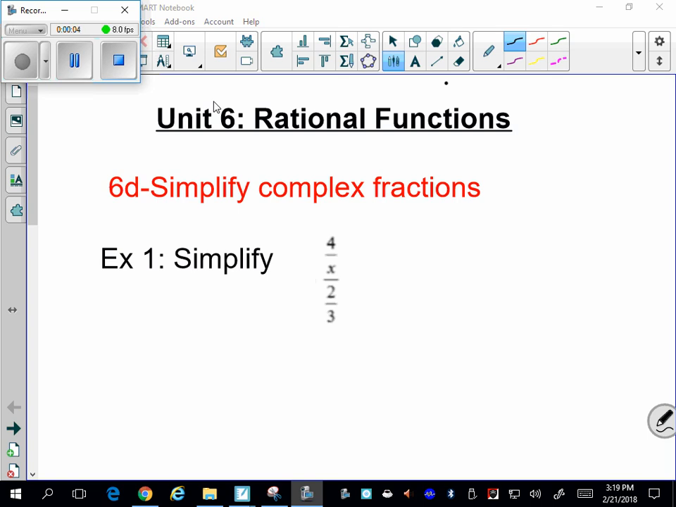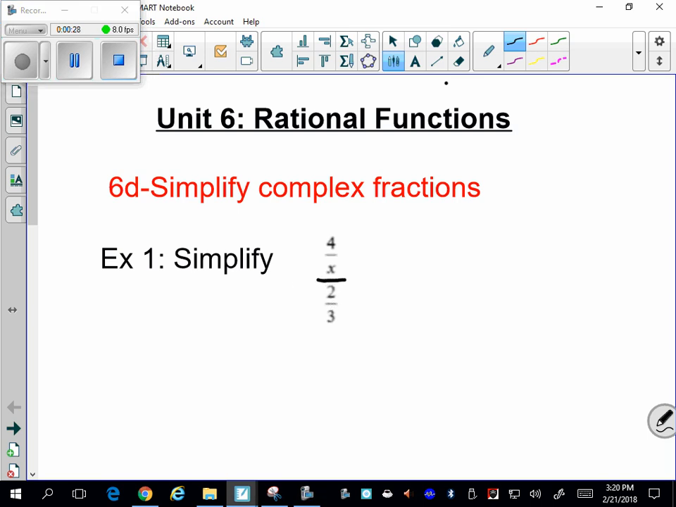Welcome to simplifying complex fractions. So we'll just jump right into it. Complex fractions just means that there's a fraction divided by another fraction. So it's really the same thing as you did with division, just written in a little different way. You have a fraction, and you're dividing by another fraction.